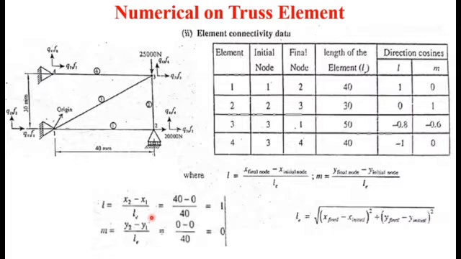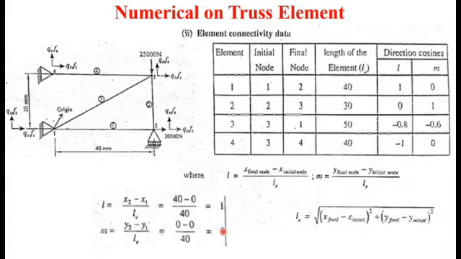So first we will see here for element number 1. For the first element, x final minus x initial, x final is 40 and x initial is 0. So 40 minus 0 divided by length of the element 40, so this L is equal to 1 here, and M is equal to y2 minus y1 divided by Le, or y final minus y initial divided by Le. So y final is 0 and y initial is also 0 for this first element. So 0 minus 0 divided by length of the element 40, so M is finally 0.